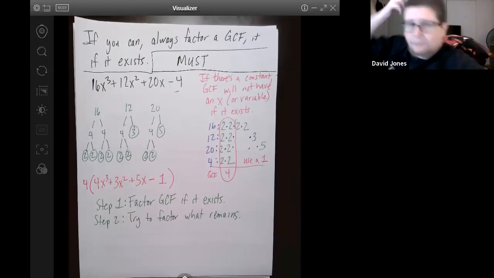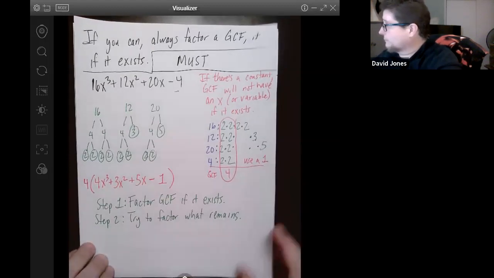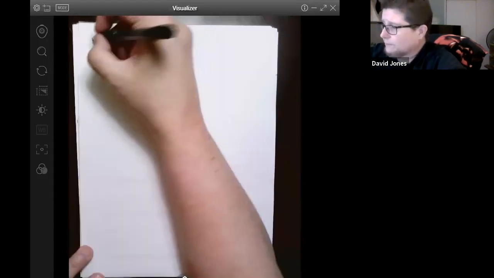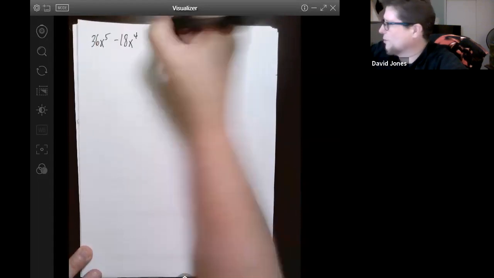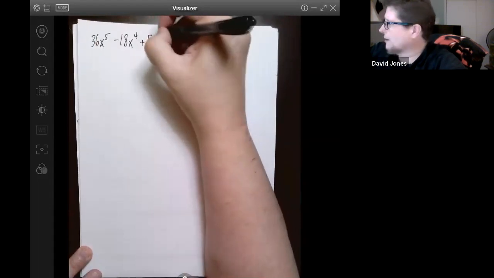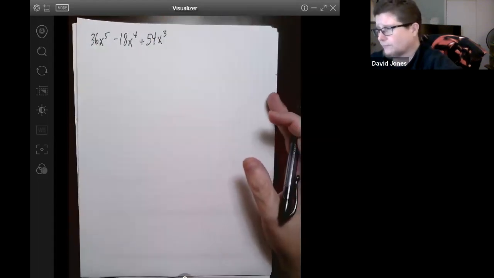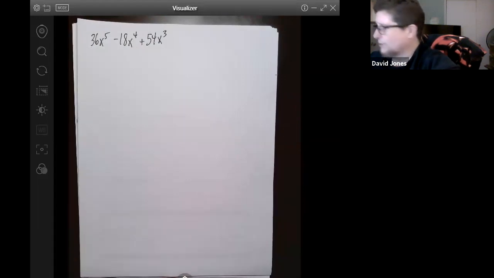All right. Let's do some more. Let's try 36x to the 5th minus 18x to the 4th plus 54x cubed. Look for a GCF first, so let's factor these.